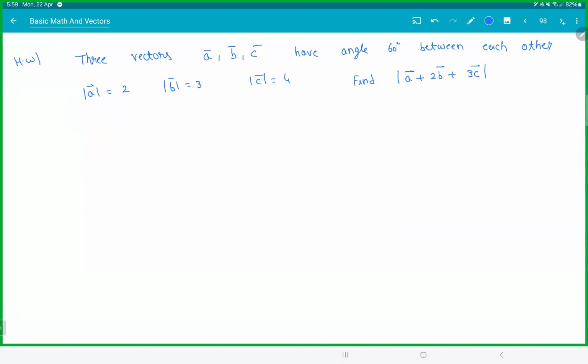Clear with this question, everyone? So I will leave it as homework. You will give it a try.